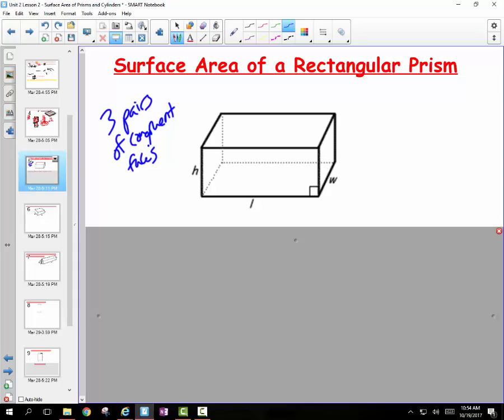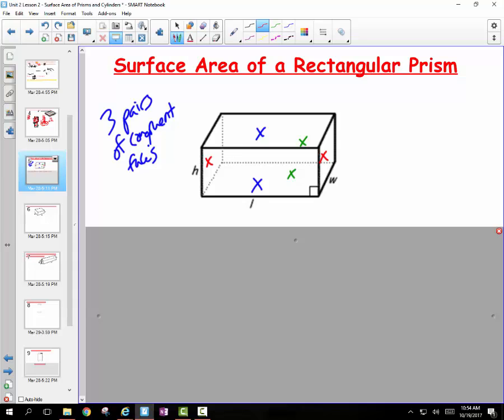pairs of congruent faces. What I'm saying is, I know that the top and the bottom are always going to be the same. I know that the front and the back are always going to be the same, and I know one side and the other side are always going to be the same. I have 3 pairs of congruent faces.